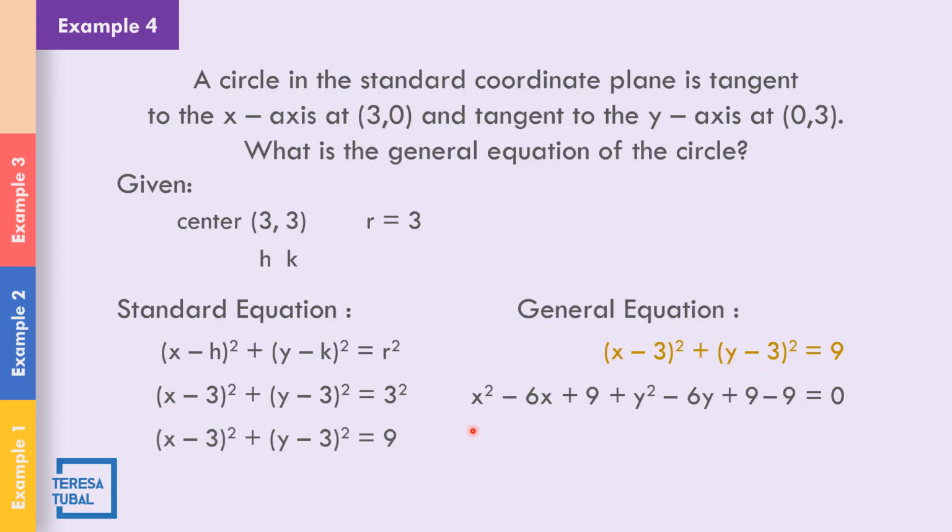So let us arrange into the general form of the equation of the circle. So copy x squared, copy y squared, copy negative 6x, copy negative 6y, and then bring down positive 9 and then negative 9. So let us combine the numbers 9 plus 9 minus 9. So as you can see, there are no like terms. So copy. And then 9 plus 9 is 18 minus 9. The answer is equal to positive 9 equals 0. So the general form of the equation of the circle is x squared plus y squared minus 6x minus 6y plus 9 equals 0.